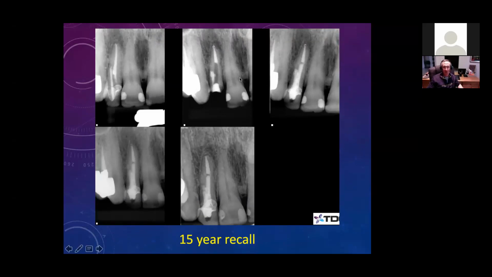Repaired it internally with MTA, and then the patient went to his restorative doctor who put in a titanium post and put this shitty crown on this tooth. But here we are at 15 years later. The perforation repair is doing well. The shitty crown is still on there.